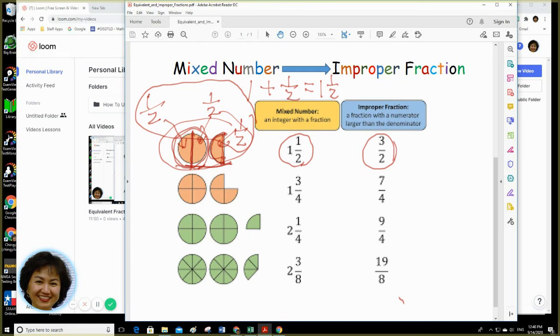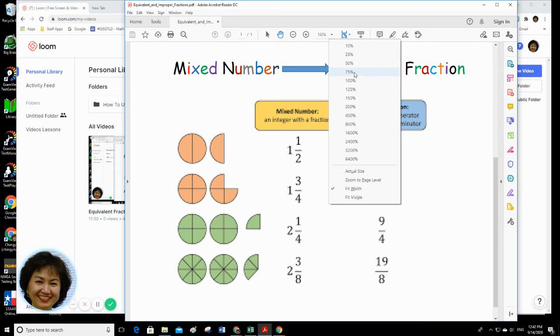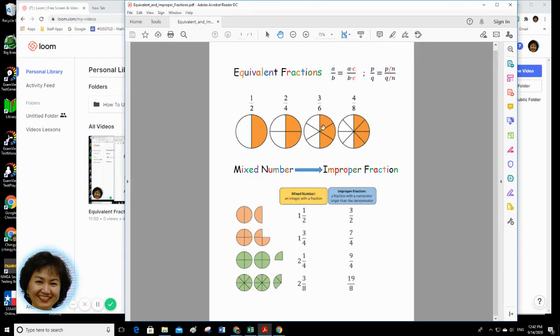We will leave all the other examples here for you to study by yourself. For this whole page, you just have to remember 5 vocabulary words and their meanings. Let me get the whole picture here. I'm going to reduce the size a little bit so we get to see the whole picture. Yes, now we see the whole picture.